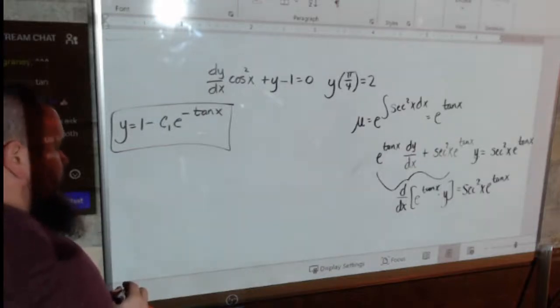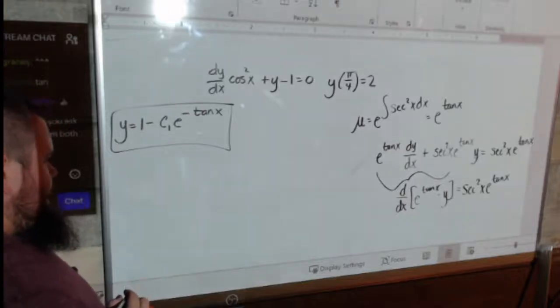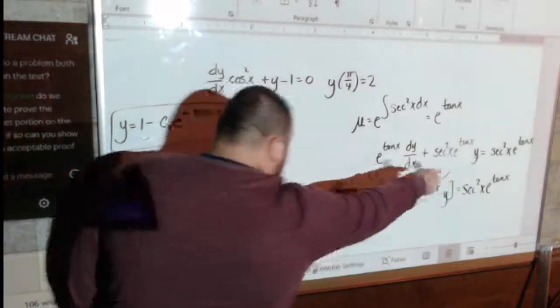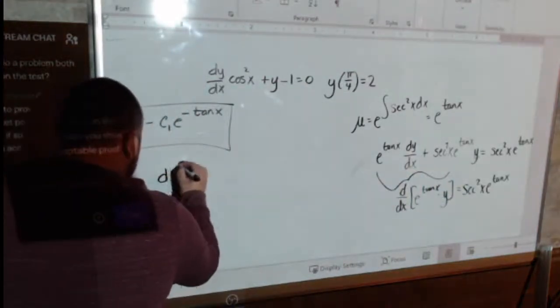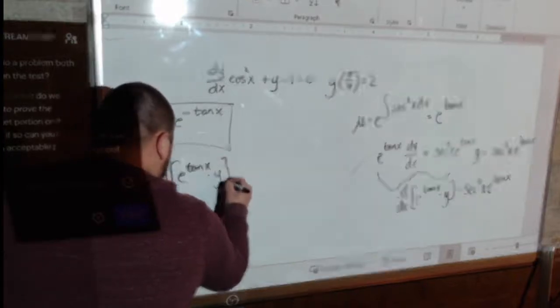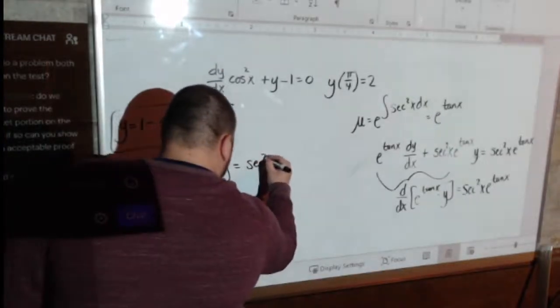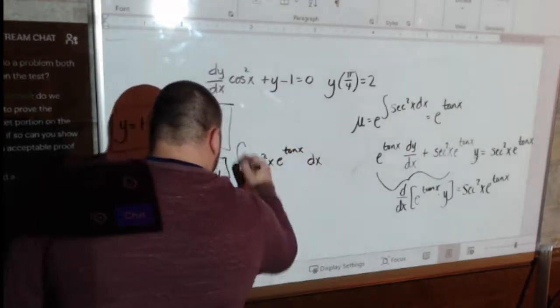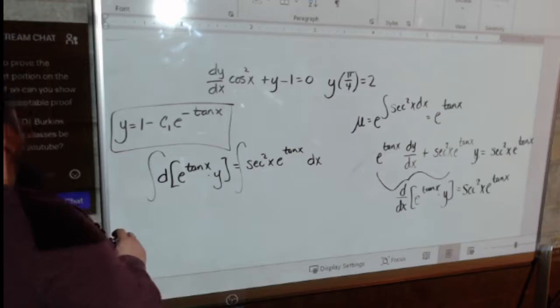All right. At this point, we got to take that dx, we got to move it to the other side. Integrate both sides.